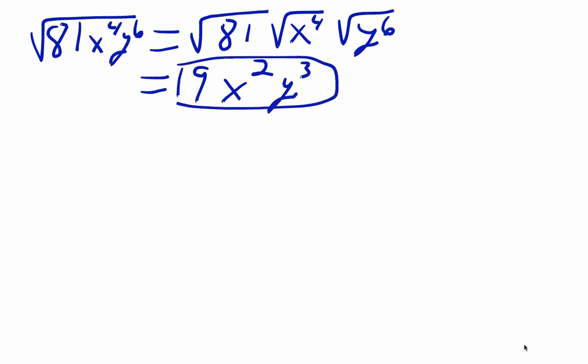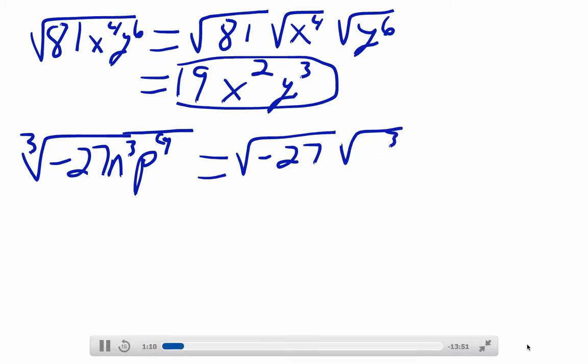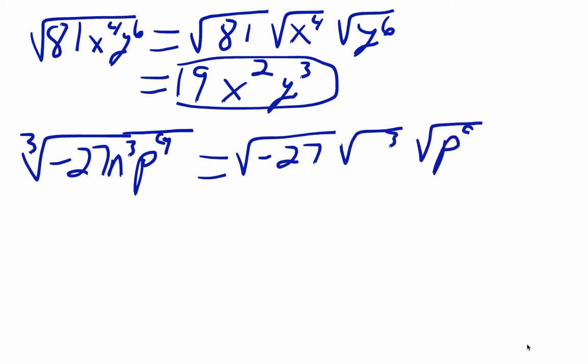Another example, let's say we had the cubed root of negative 27 n to the third p to the ninth. So once again, we can separate those. That should be cubed root, cubed root, and cubed root. So we're taking the cubed root of each one of them, meaning what times itself three times will give us each one of those. What would give us negative 27? Well, that would be negative 3.